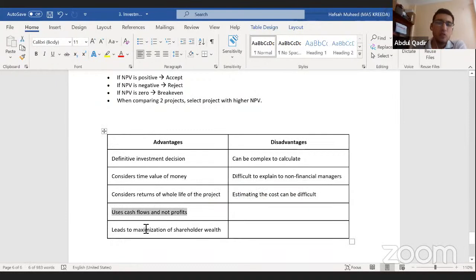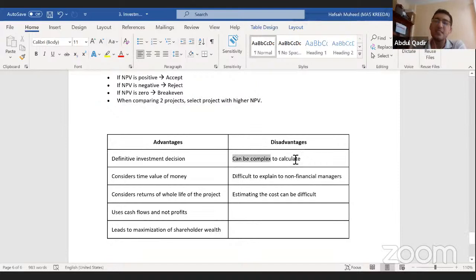And this leads to maximization of shareholder wealth. What it means is, let's say you earn that extra 500, it directly tells you that your shareholders will earn that 500, right? There is no percentage or anything like that. It directly tells you how much dollar value you will earn.